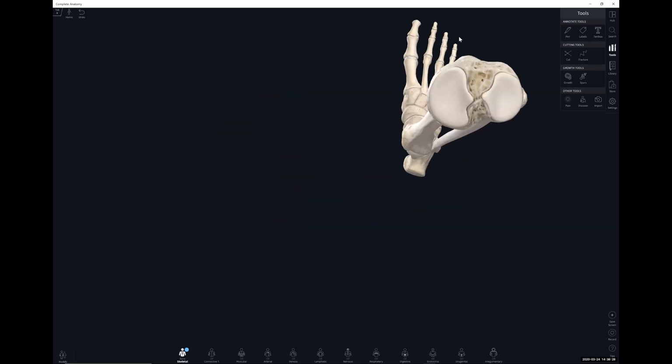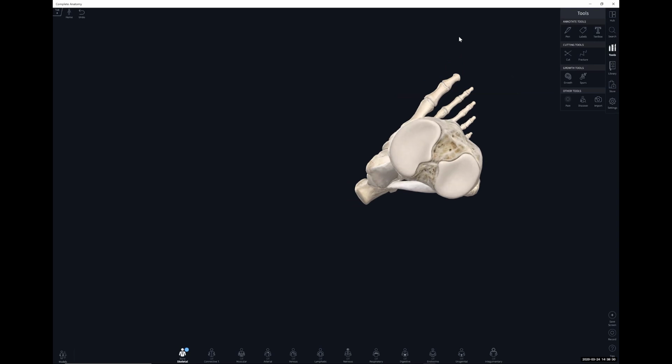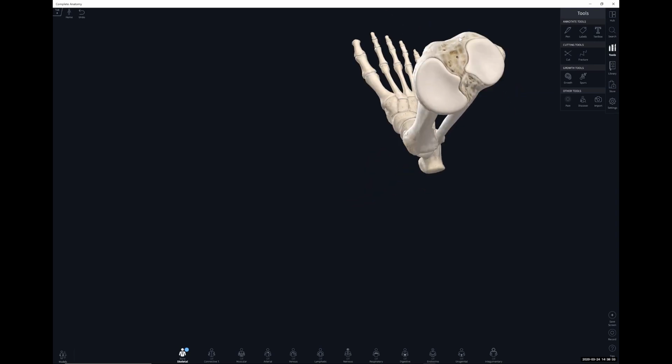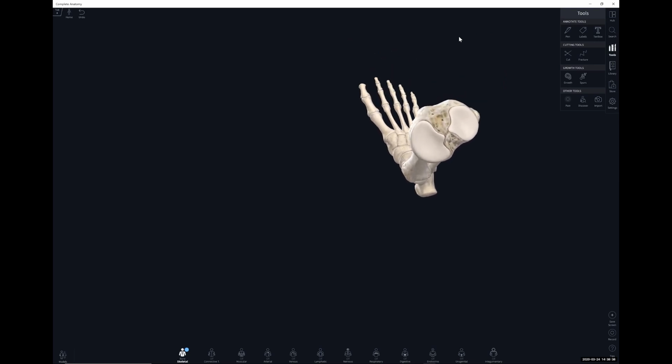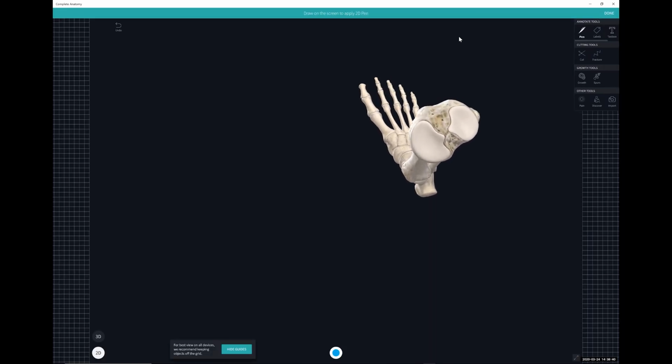Let's see if I can get it oriented a little bit better. Hard to do. All right. This is the hallucis, or the big toe. So that tells us that this is our medial side, which would make this over here our lateral side.